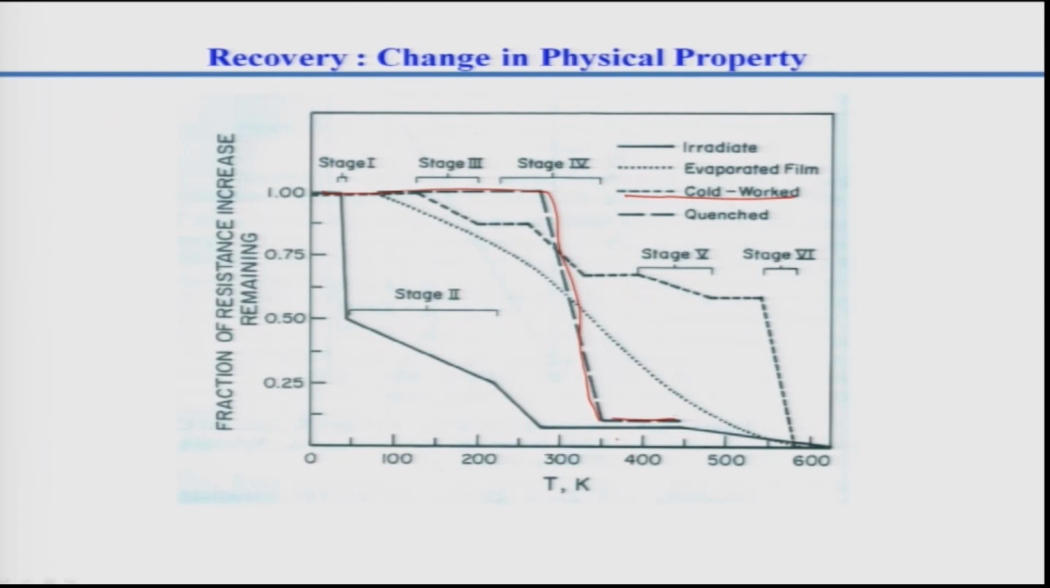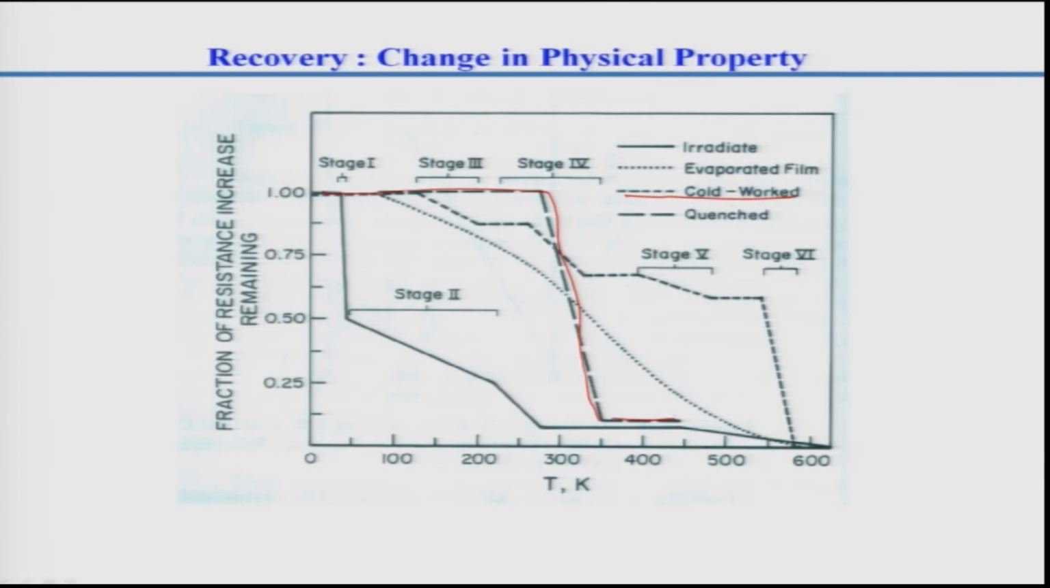This is for lead actually. There is a drastic decrease of the resistance, because initially there are a lot of defects, so resistivity was very high. As the defects get rearranged, resistivity decreases slowly. Similarly for the other samples, you can actually have other stages.